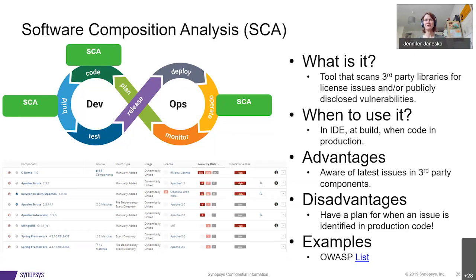Do we take it down? Do we leave it up? What compensating control can we put into place to protect the software? And so it's super good to have a flag for these critical issues in production, but you have to be prepared to take action when you get the information. And like the other pages, under examples, we have the OWASP list. So OWASP also maintains a list of software composition analysis tools as well, both open source and proprietary.